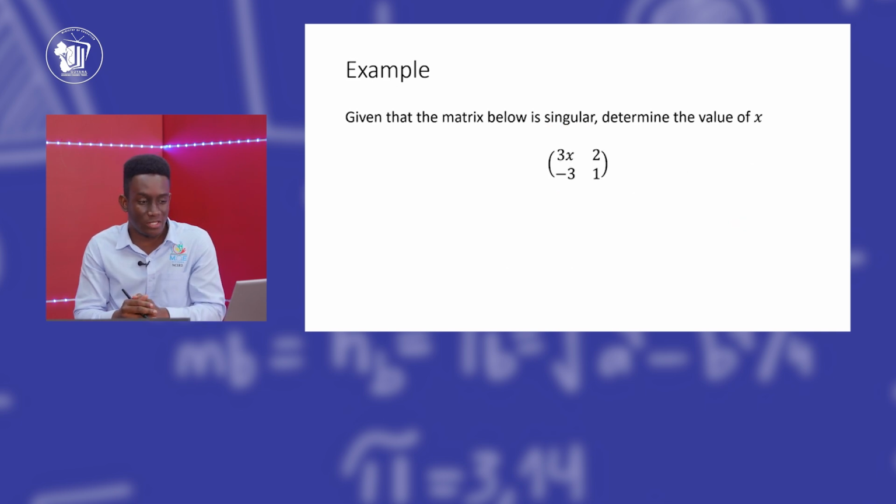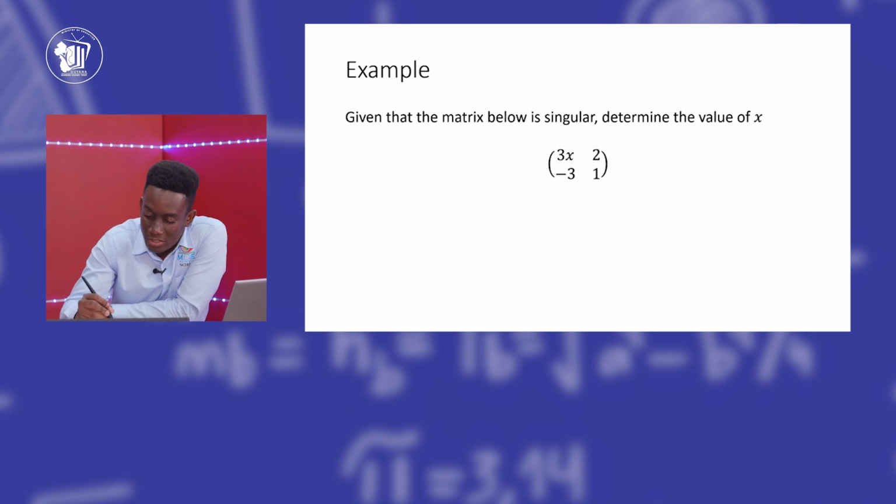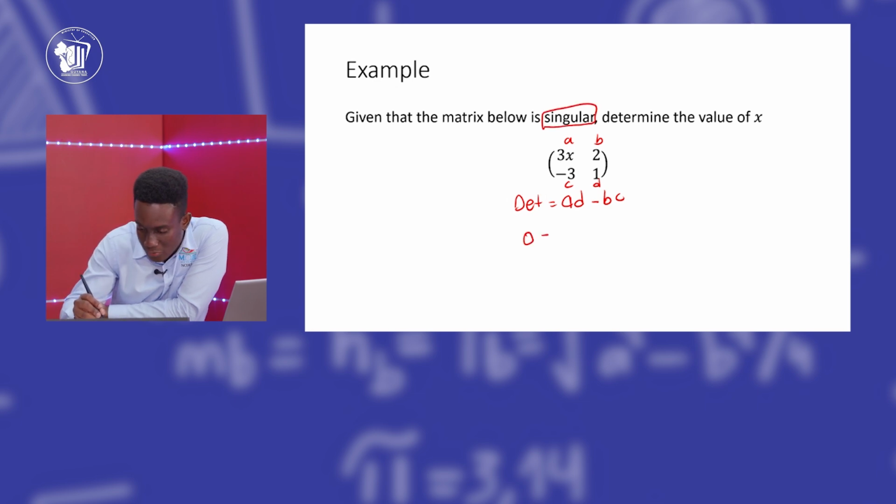So of course, let's look at another example. Given the matrix below is singular, determine the value of x. So we do the same thing like what we did just now. We know the determinant here would be AD minus BC. So we know this is A, this is B, this is C, and this is D. So we know the determinant here is 0 because the matrix is singular. So this will be 0 is equal to AD, which is 3x, multiplied by D, which is 1, subtract B, which is 2, multiplied by negative 3.